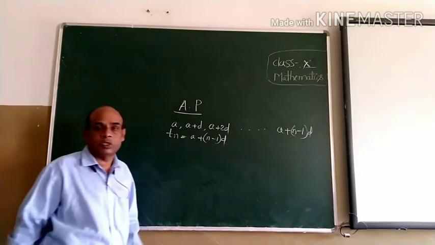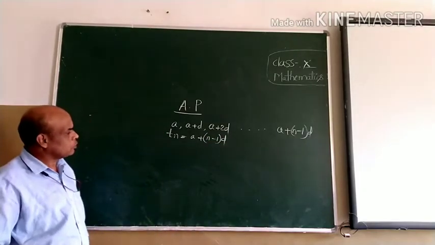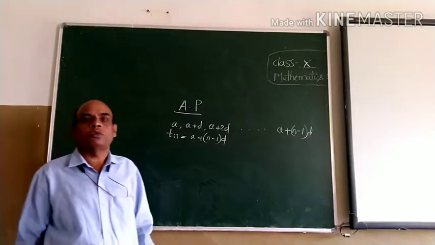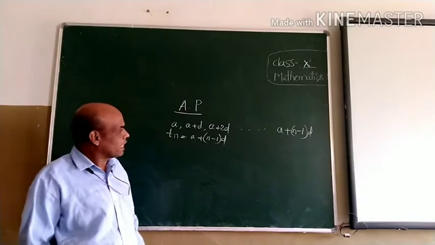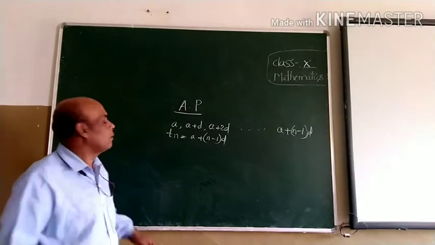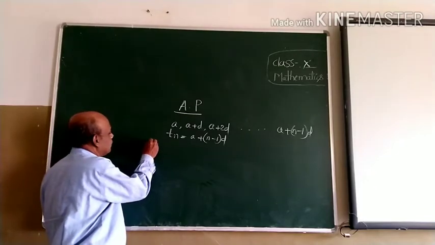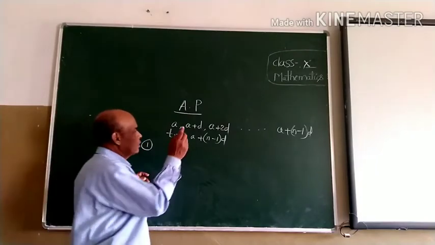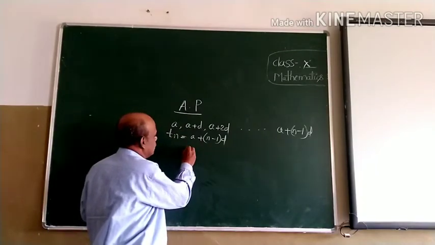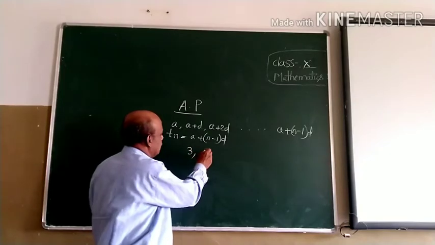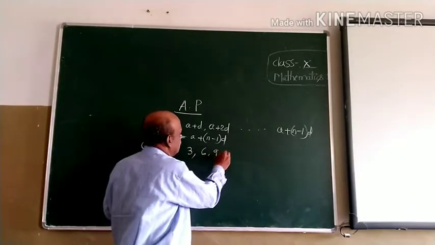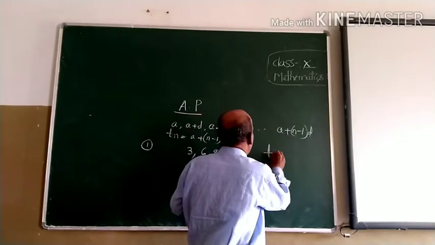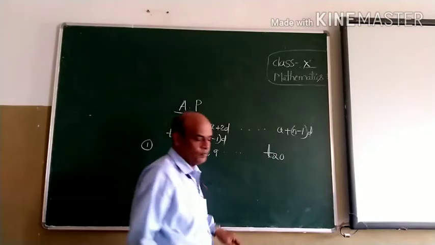These things we have already discussed, and some numericals also we have already worked out. So now we will proceed to some other numericals related to this formula. Suppose I say, what is the nth term if the sequence is 3, 6, 9, and so on. We will say, what is the last term, T20?